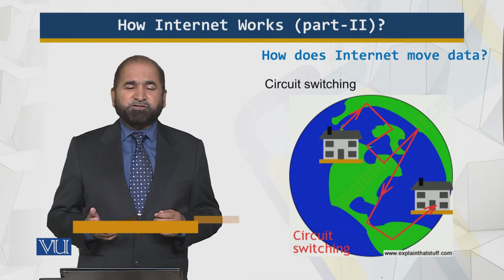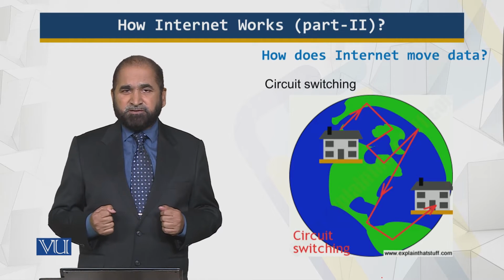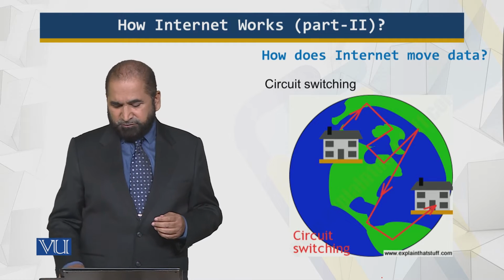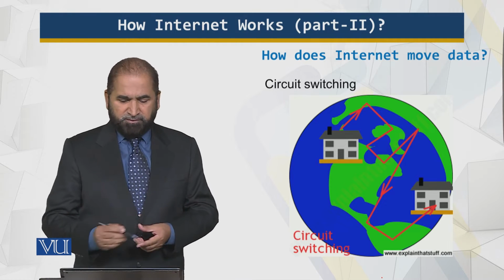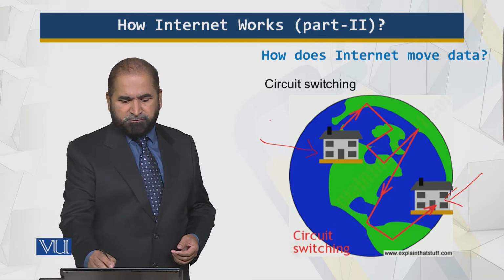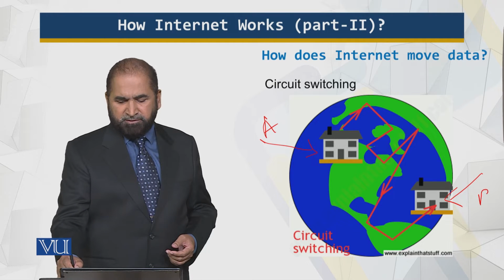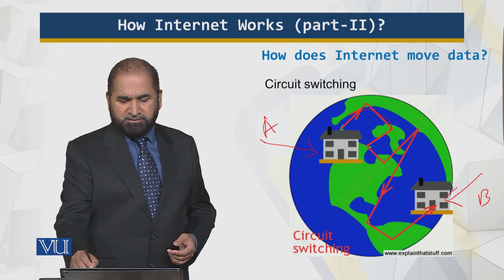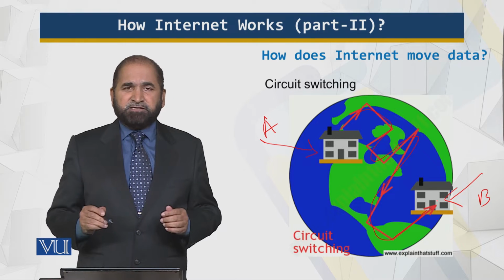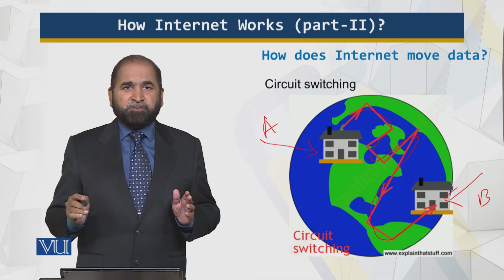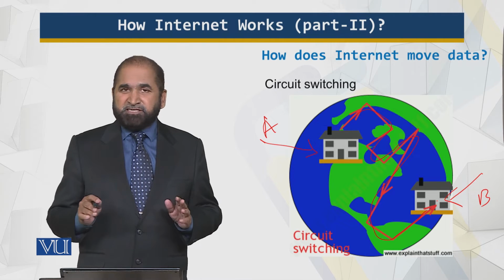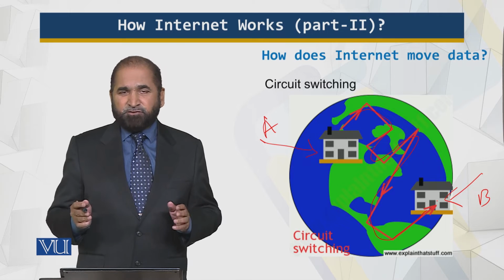Now this picture shows what is called circuit switching. Why is it called circuit switching? The reason is that when there is a communication between, say, point A and point B, this circuit is dedicated for this communication. This circuit is set for this communication. It is not shared by any other communication system. It is dedicated for this.